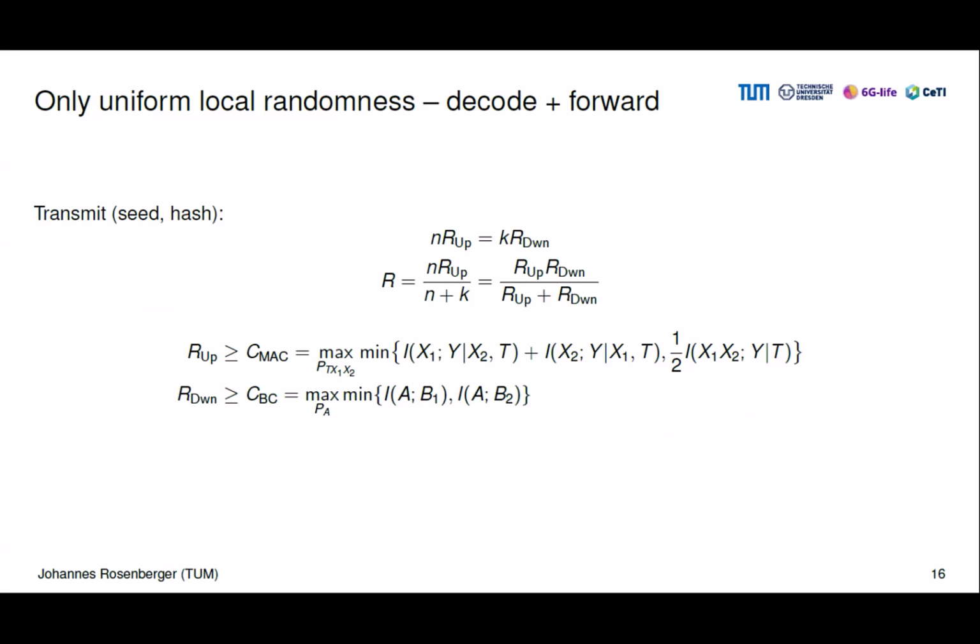And then, so this R up is the uplink rate, like the rate that you get for a multiple access channel. And the downlink is the rate that you get for the broadcast channel. So these are really the capacities when you have to have the rates to be the same of the two inputs to the MAC or of the two outputs of the broadcast channel.